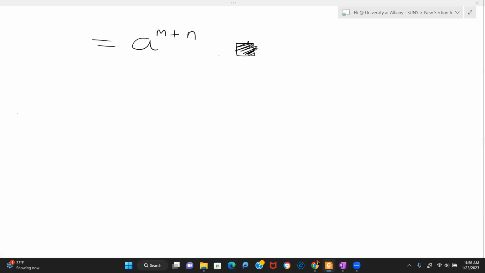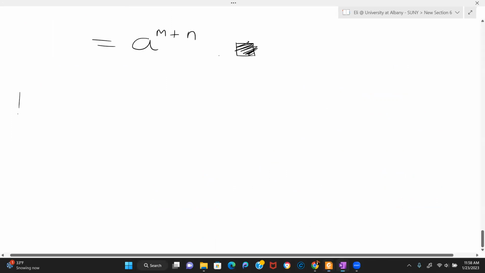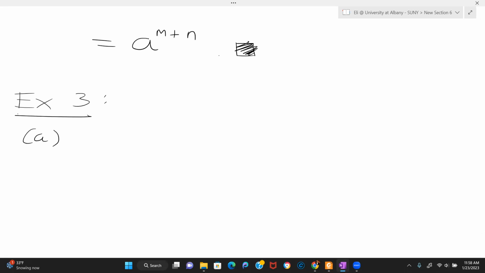All right, so let's work through some examples using these laws. This is example 3, part A, I guess.